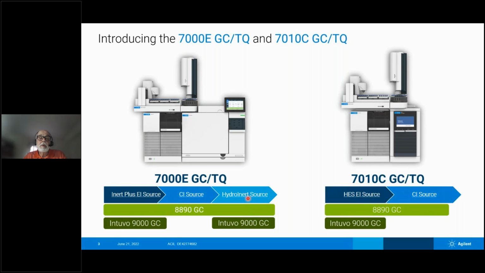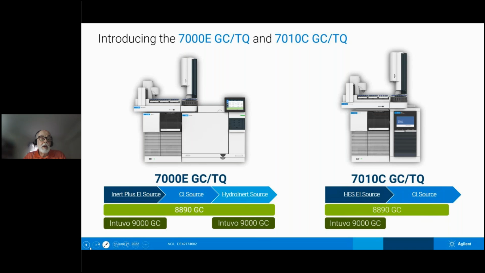And this is available for both the 7000 series triple quads and for the 5977 extractor source GCs. I'm sorry, mass specs. And this is the 7010 with the high efficiency source and also CI available.